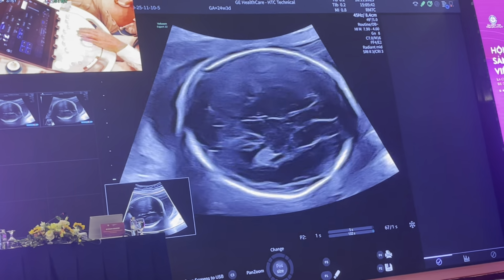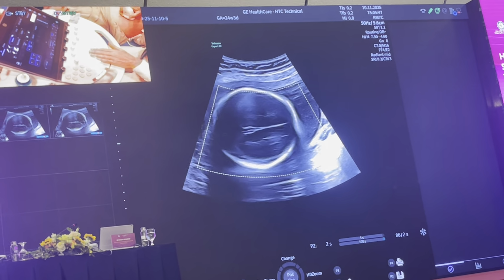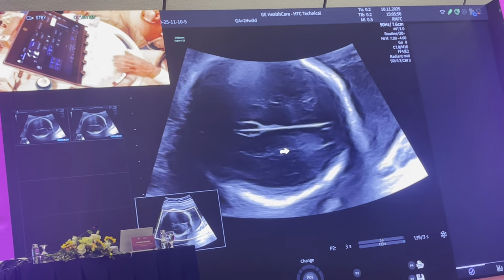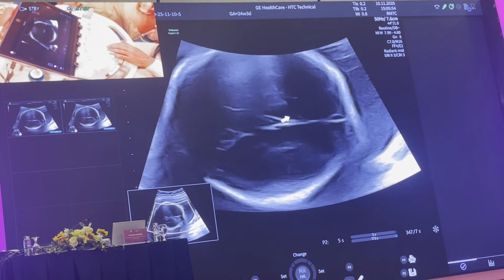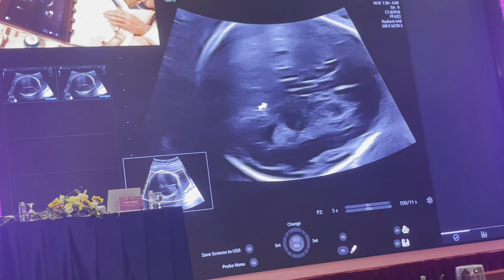The next one, I'm looking at the sulcations and gyrations. You must remember that the baby is at 24 weeks, and at this stage we do not expect to see many sulcations and gyrations. We just observe sulcations and gyrations here, and sulcations and gyrations here.